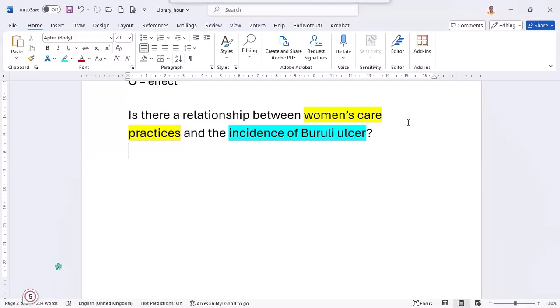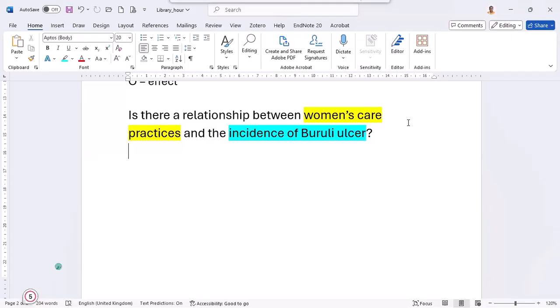So what are care practices? Care practices are the behaviors to treat or manage a condition. Is that not it? Yes, very good. So that presumes that the condition already exists.